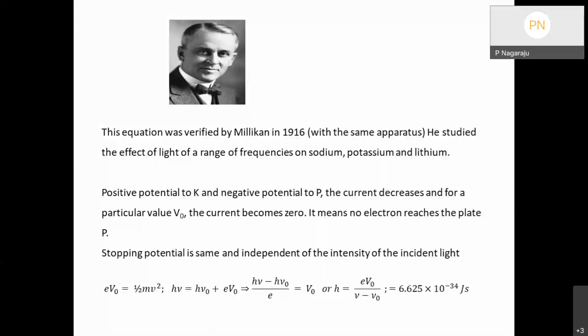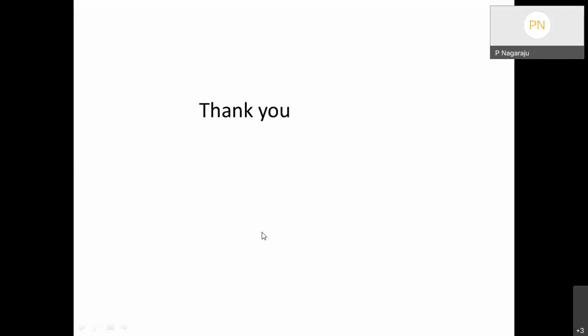And thus, in the year 1921, Einstein got the Nobel Prize. Of course, last year, 2021, we celebrated the centenary year of Einstein's Nobel Prize on the photoelectric effect. Even Millikan accepted it, and that is how we have this equation.